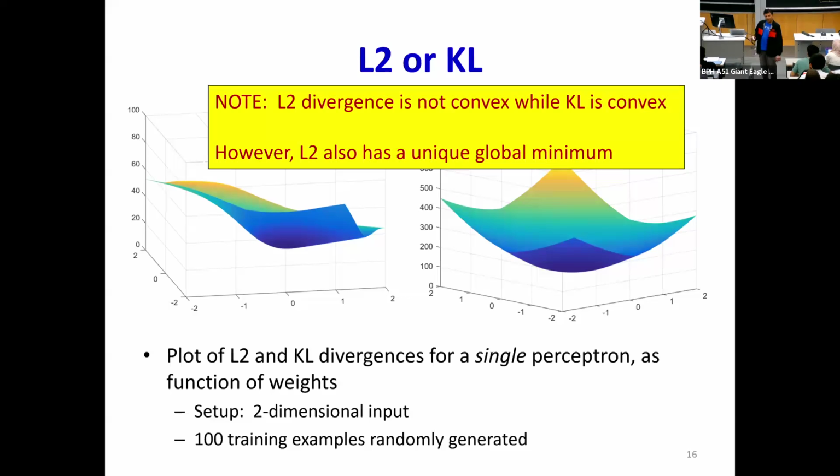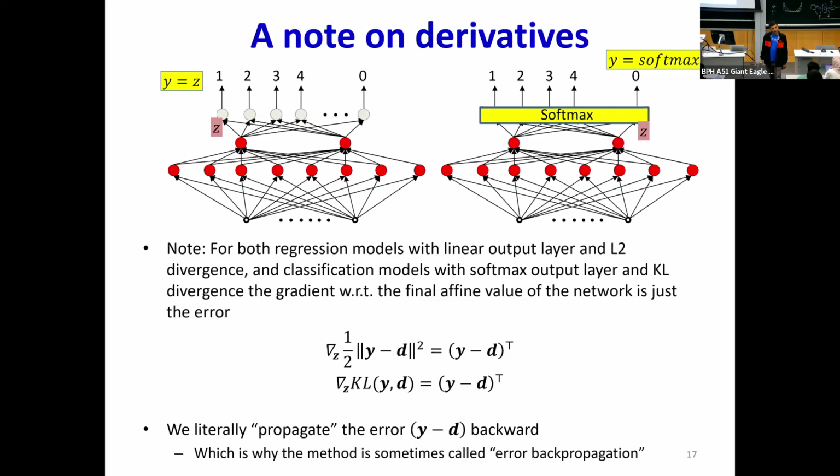So you have the equivalent of a KL divergence for terms that don't sum to 1. I forget the name. It's a Bregman divergence of some kind, and it will have a similar shape, but then it's not so nice. L2 is not convex, while KL is convex when you look at it as a function of the affine terms.